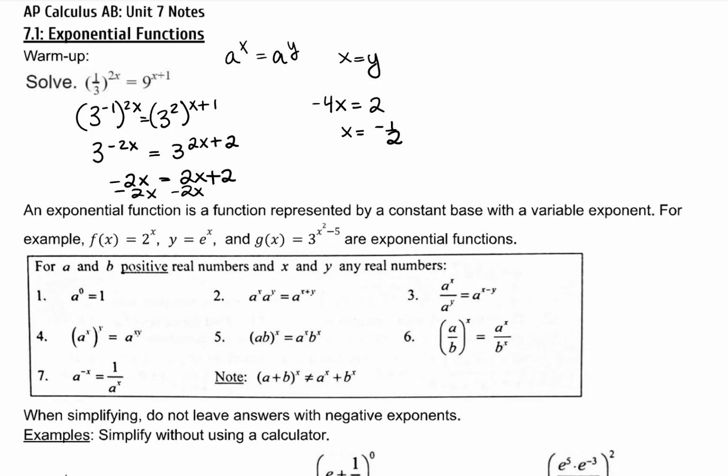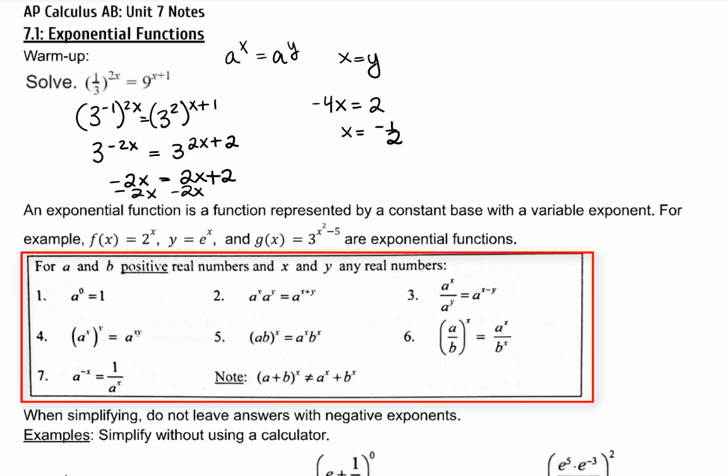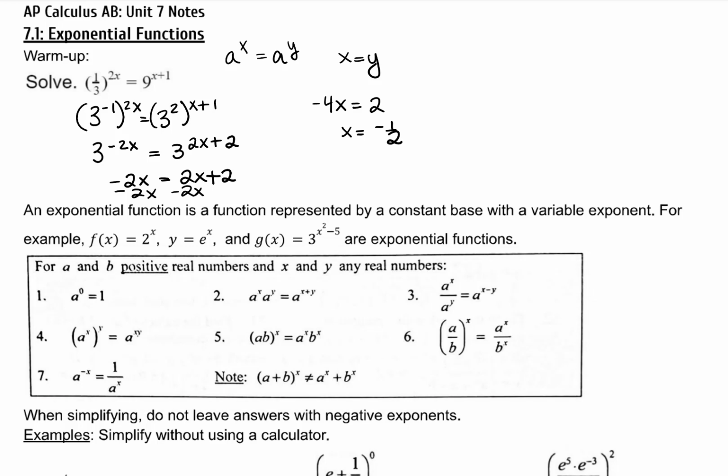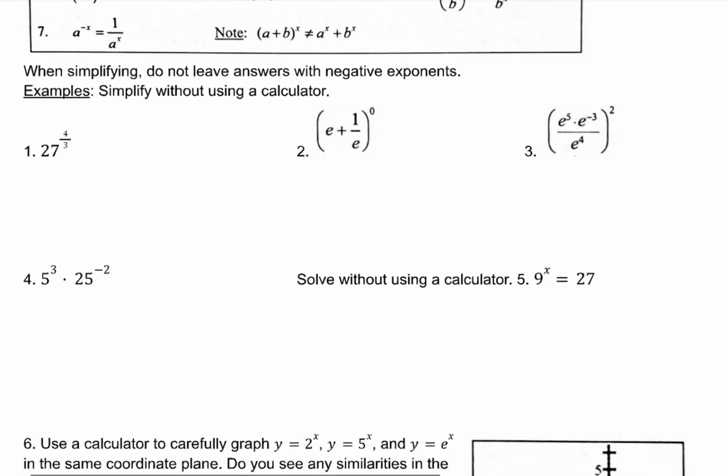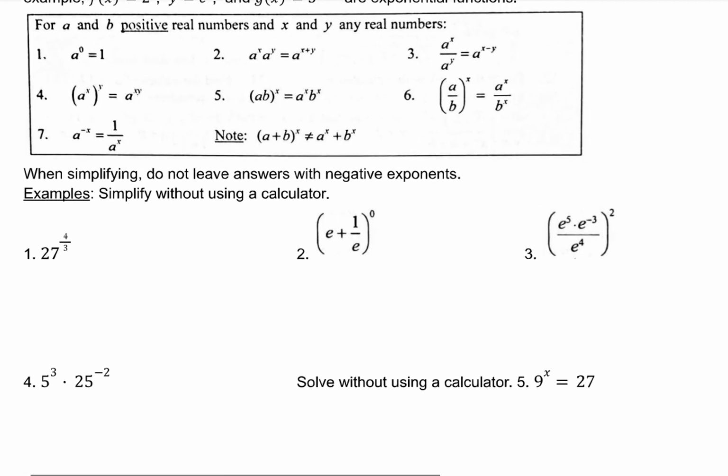An exponential function is a function represented by a constant base with a variable exponent. For example, 2 to the x, e to the x, 3 to the x squared minus 5 are exponential functions. For a and b, positive real numbers, and x and y, any real numbers, these are our properties of exponents. When simplifying, do not leave answers with negative exponents, and go ahead and simplify these without using a calculator.